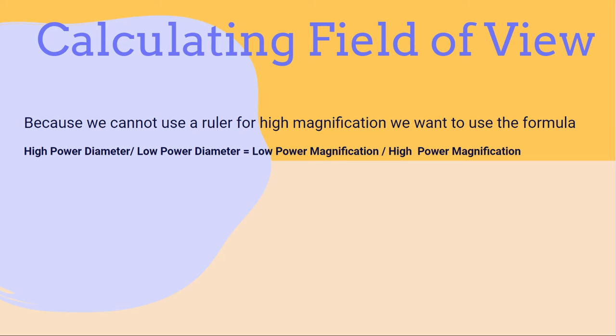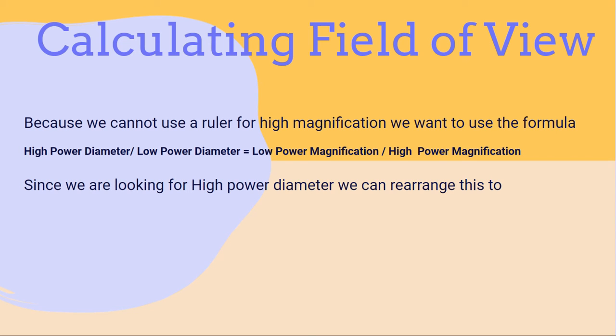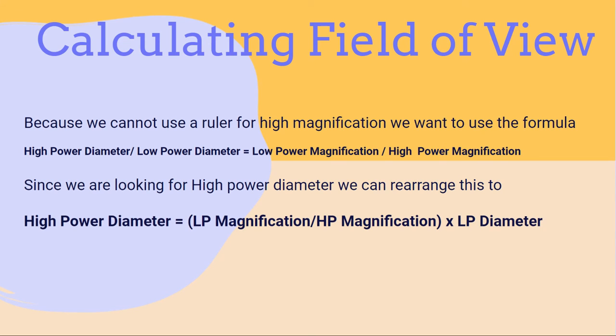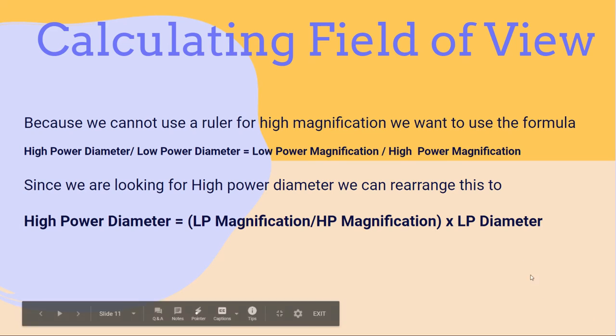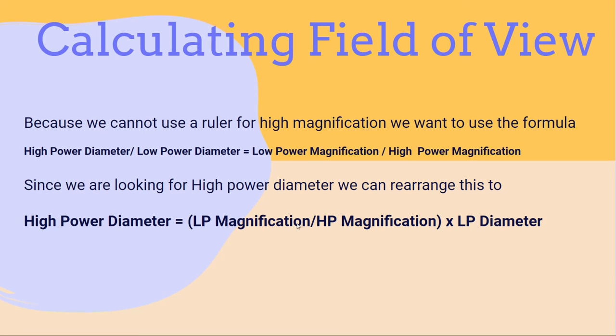You're going to see it again in a short second. High power diameter divided by low power diameter equals our low power magnification over our high power magnification. It's essentially just two sides of an equation, high over low, low over high. Since we're looking for the high power diameter, we have to rearrange it. Whenever you want to find the high power diameter, that length across your field of view, you take your low power magnification and divide it by your high power magnification.